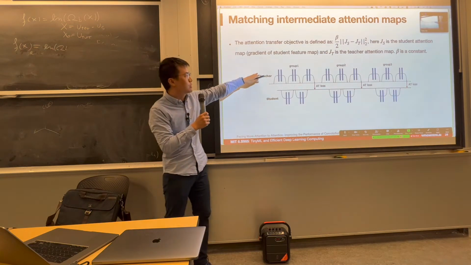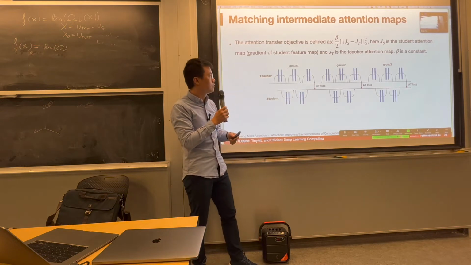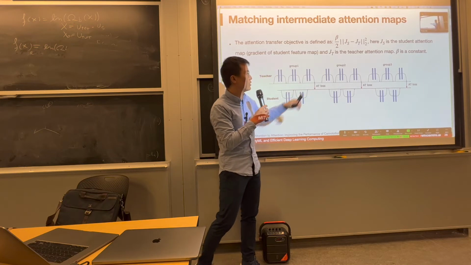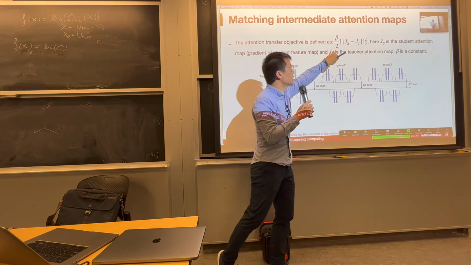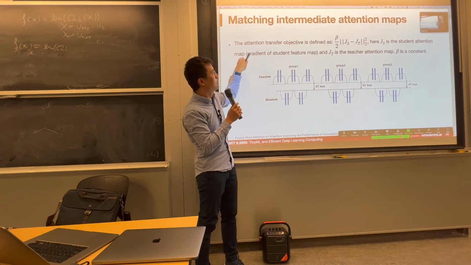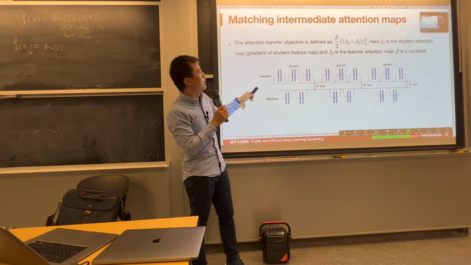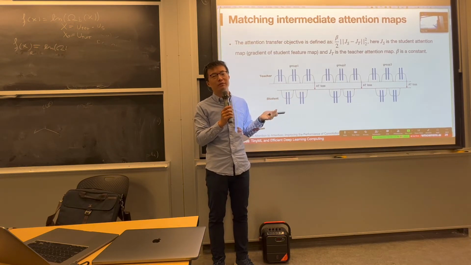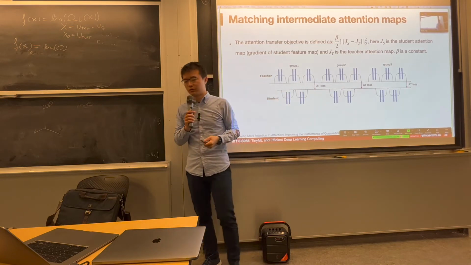For example, here is the teacher model, which is deeper. This is the student model, which is shallower. When we have the same resolution, we try to calculate this attention loss, which is basically the L2 distance between the student attention map versus the teacher attention map. We want to make sure they have the same resolution, so we can directly subtract them and calculate the distance, right? So make sure they are in the same stage and resolution.